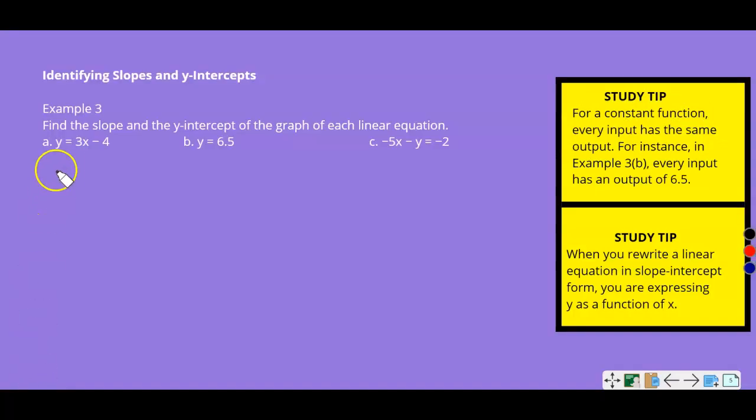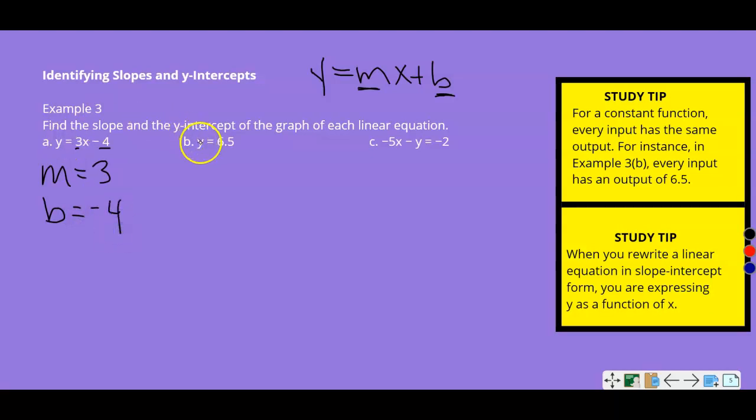Identifying slopes and y-intercepts. All right, example 3 says find the slope and y-intercept of the graph of each line. All right, so remember our equation y equals mx plus b. This is our slope-intercept form where m is the slope and b is the y-intercept. So if we look at A, we can see that 3 is the slope and negative 4 is the y-intercept. So this one is easy. It's in slope-intercept form. Has a slope of 3 and a y-intercept of negative 4.